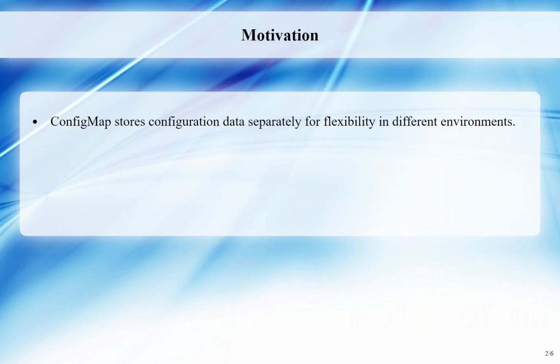A ConfigMap is used to store configuration data separate from application code, allowing for flexibility in different environments. For example, using a ConfigMap, you can set the environment variable DATABASE_HOST to localhost for development on your computer, and to a Kubernetes service in the cloud. This allows for seamless debugging of code locally and in the cloud.